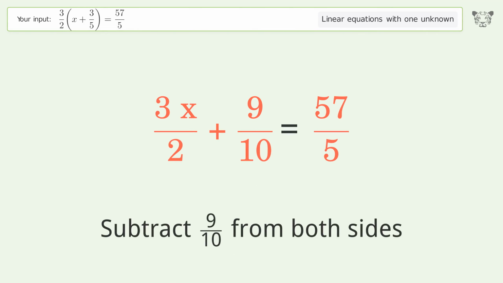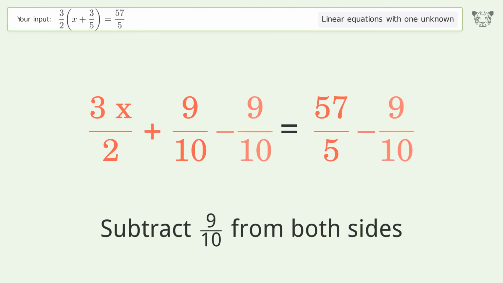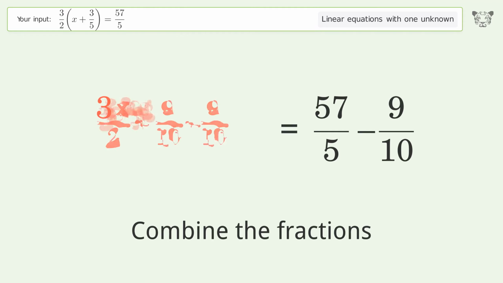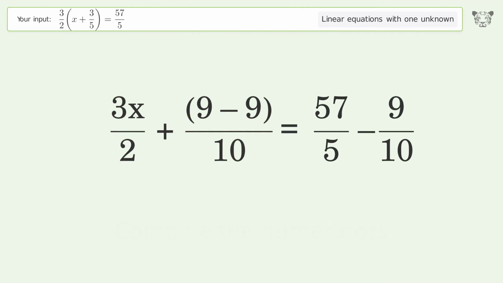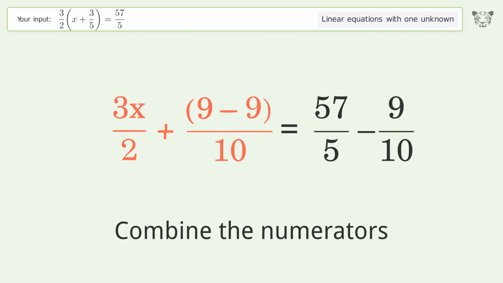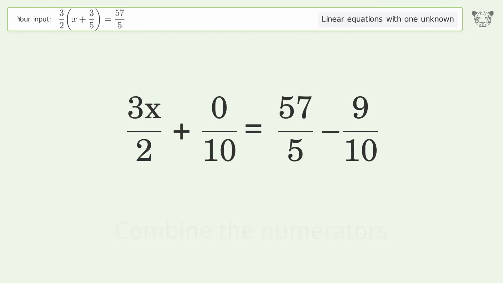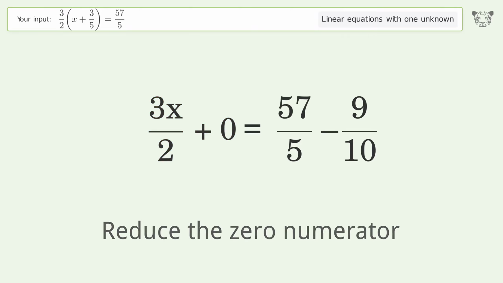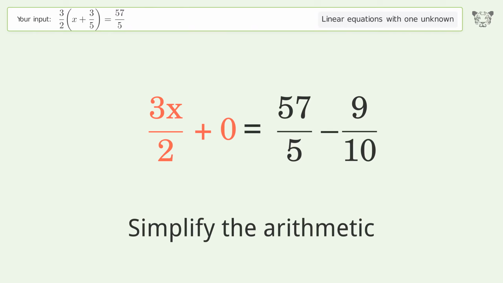Subtract 9/10 from both sides. Combine the fractions. Combine the numerators. Reduce the zero numerator. Simplify the arithmetic.